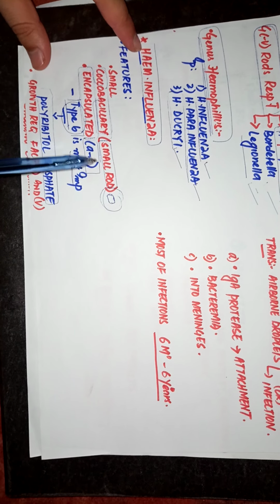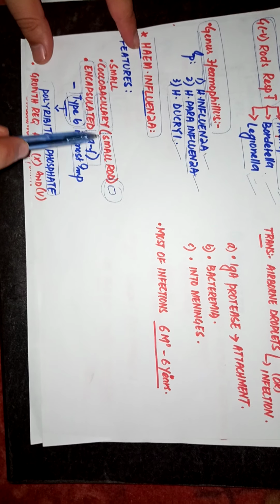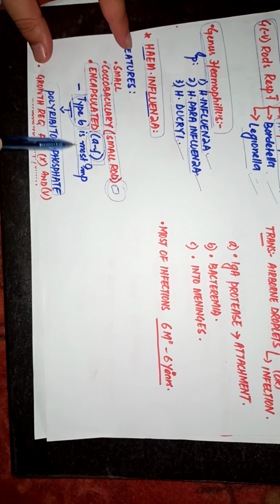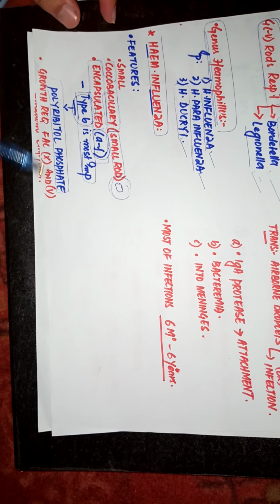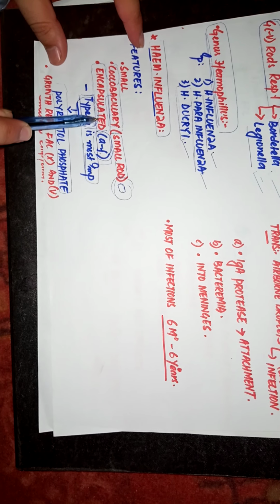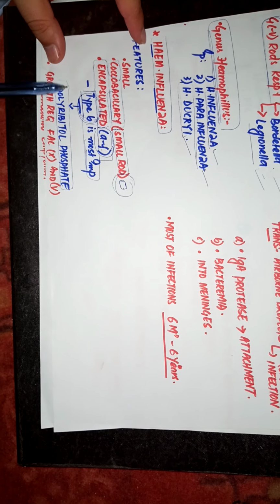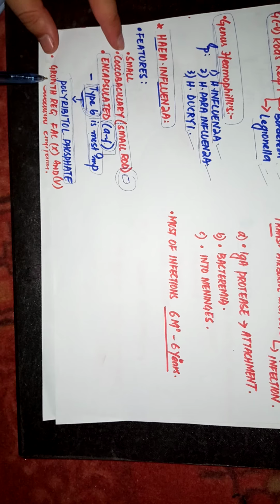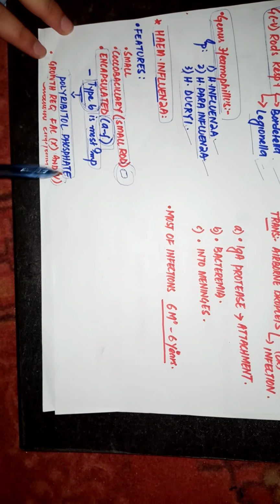On the basis of capsular antigen, they are divided into six serotypes, from A to F, in which type B is the most important. The reason being, most of the diseases by this organism are caused by the type B containing strain of Haemophilus influenzae. Note that the capsule has polyribitol phosphate and that the growth requires factor X and factor V.